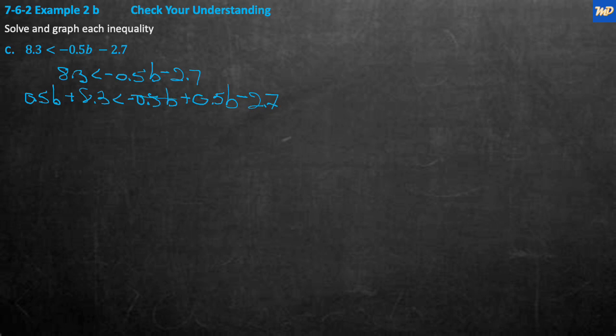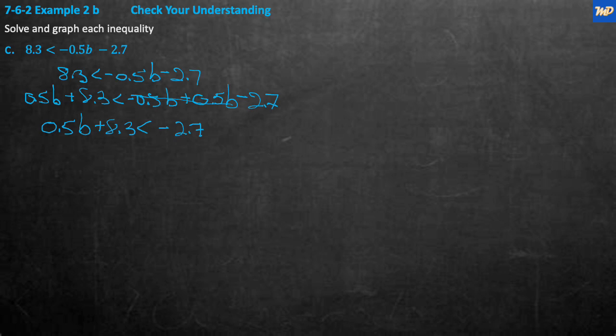Now these cancel, and we end up with 0.5b plus 8.3 is less than minus 2.7. So why didn't the sign change? We just took a negative number over to the other side because we didn't multiply it. We added or subtracted it. Only multiplication and division by a negative number count for flipping the sign.